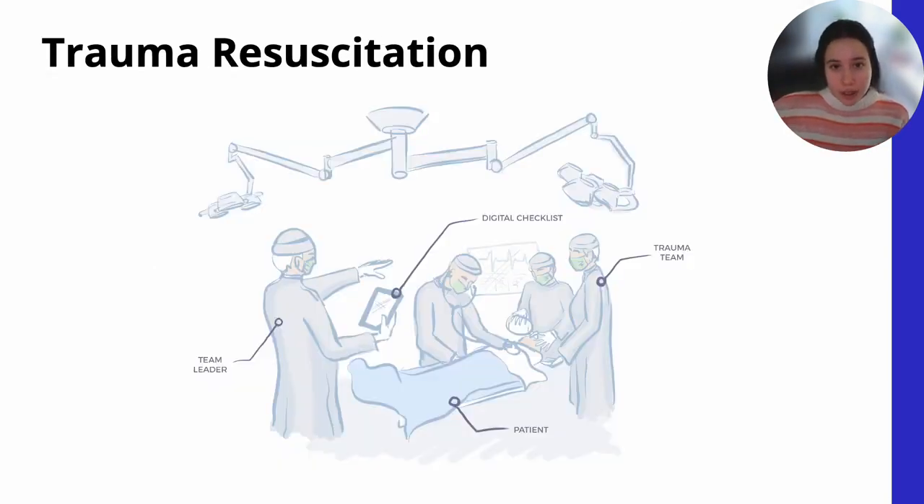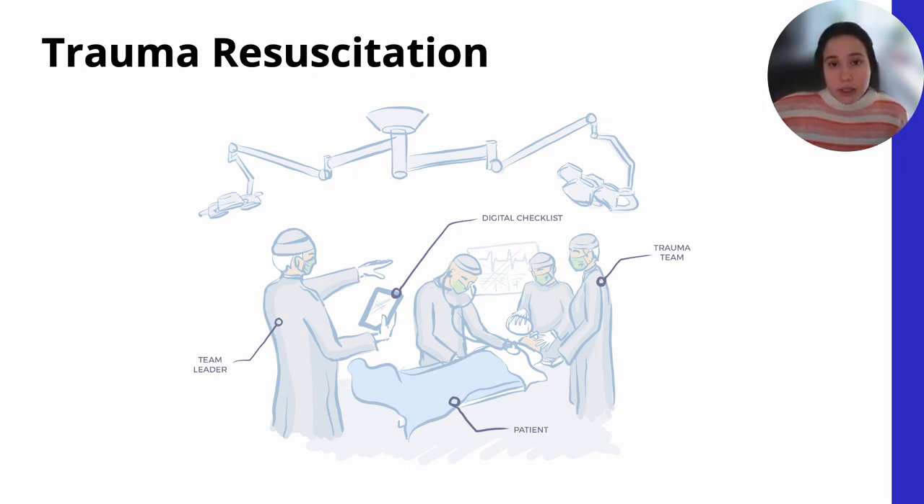Pediatric trauma resuscitation is a time-critical medical event where a team of clinicians evaluates and treats a child who arrives at the emergency department with traumatic, life-threatening injuries. The team leader guides the team through the resuscitation process, which consists of a primary survey, where the team evaluates the patient's airway, breathing, and circulation, and a secondary survey, where the team assesses the patient head to toe for any other injuries.